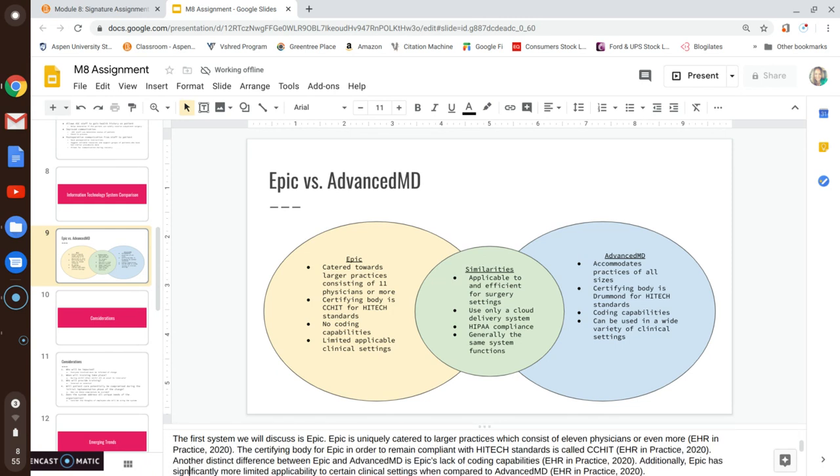The first system that we will discuss is Epic. Epic is uniquely catered to larger practices, which consist of 11 physicians or even more. The certifying body for Epic in order to remain compliant with high-tech standards is called CCHIT. Another distinct difference between Epic and Advanced MD is Epic's lack of coding capabilities.